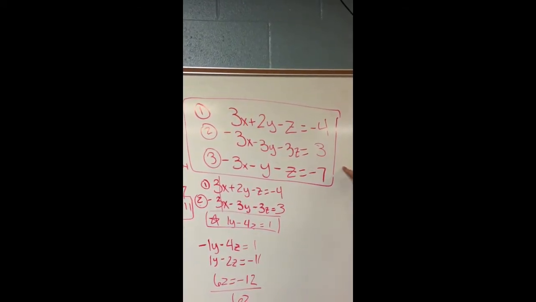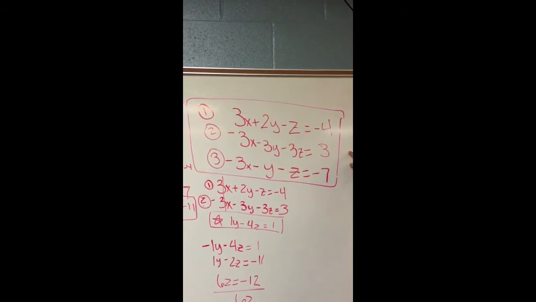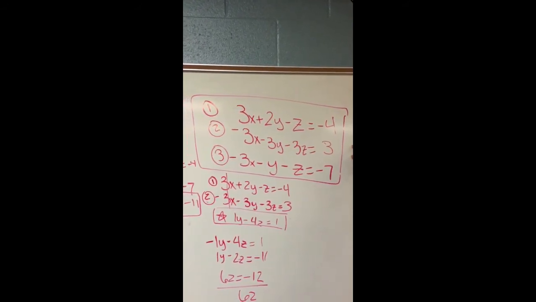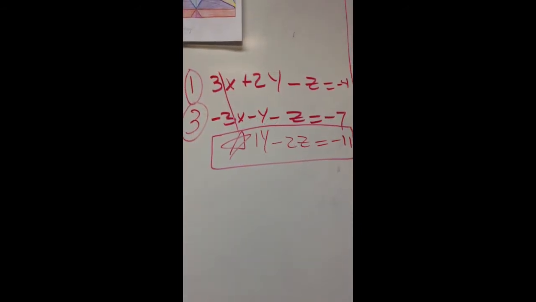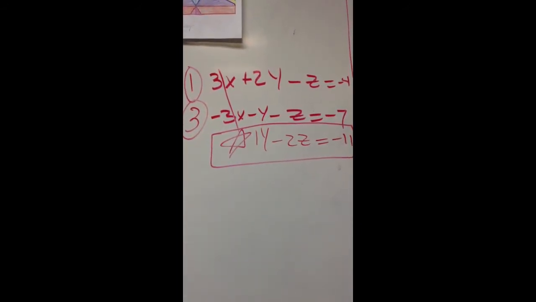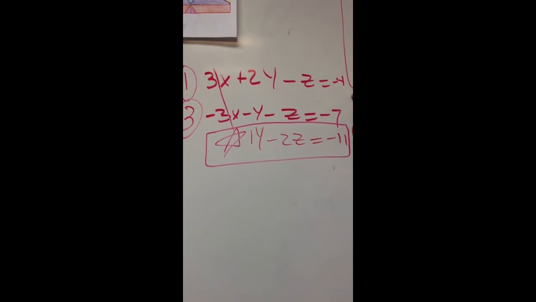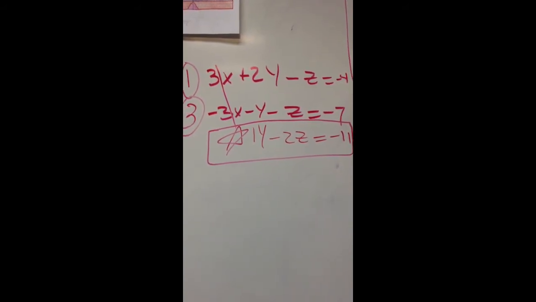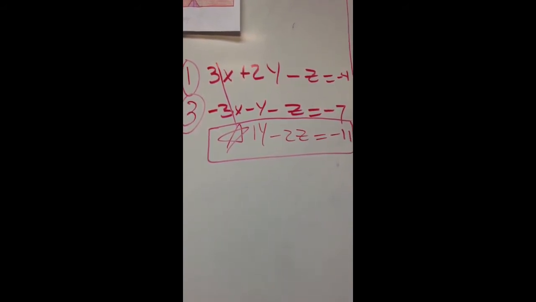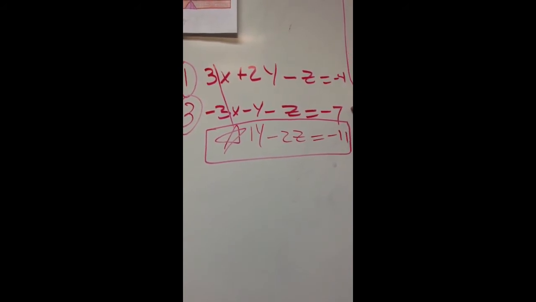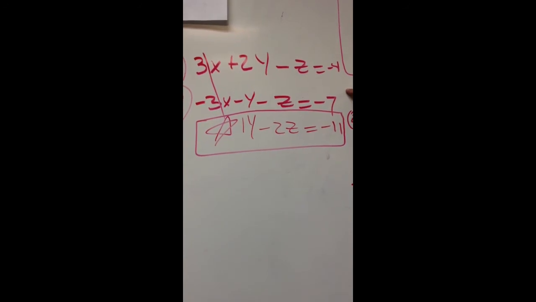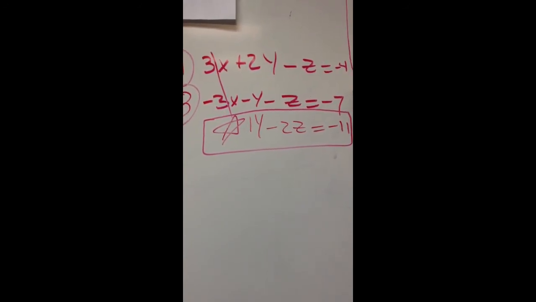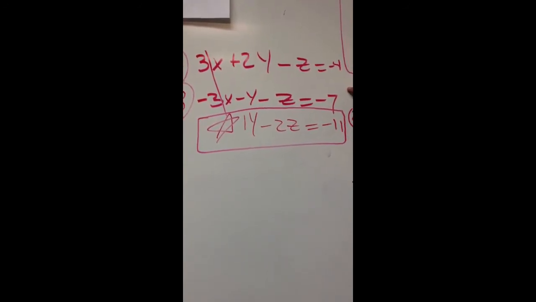Then you're going to want to pick two of the best equations, and you have to cancel out one of the variables, so we chose equations 1 and 3. The first equation was 3x plus 2y minus z equals -4, and 3 was -3x minus y minus z equals -7. The 3x would cancel out, so you would get 1y minus 2z equals -11.